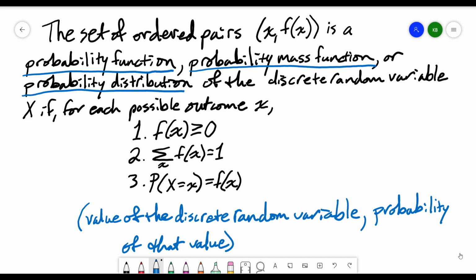So whenever we're asked to check if something is a probability function, probability mass function, or probability distribution, what we really need to check are these three things: that the ordered pairs are the value of the discrete random variable and the probability of that value, that the sum of all of the probabilities equals 1, and that each probability is greater than or equal to 0.